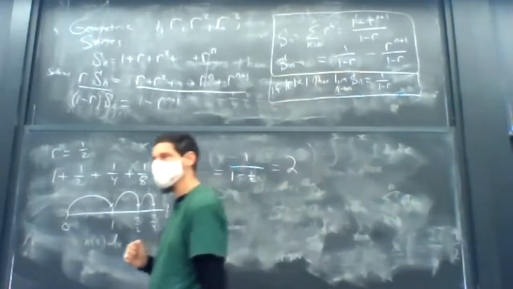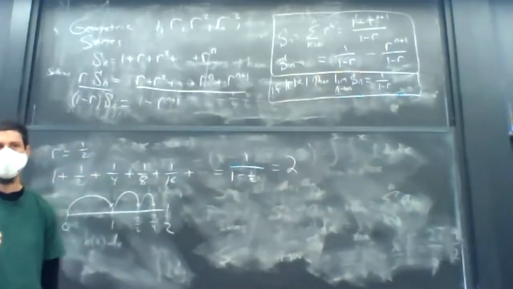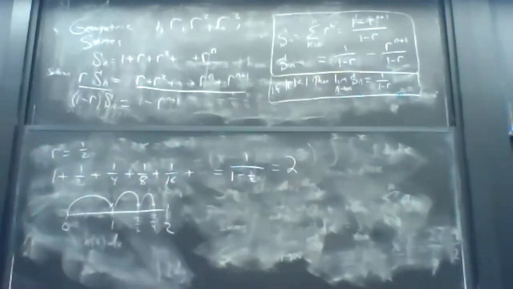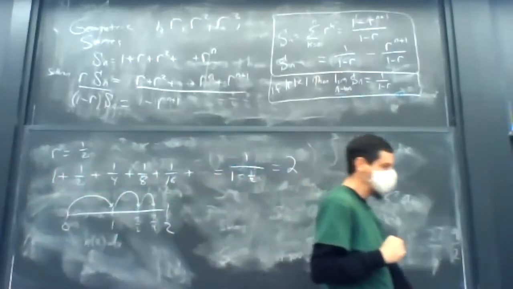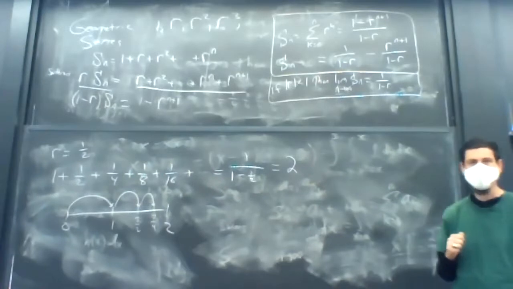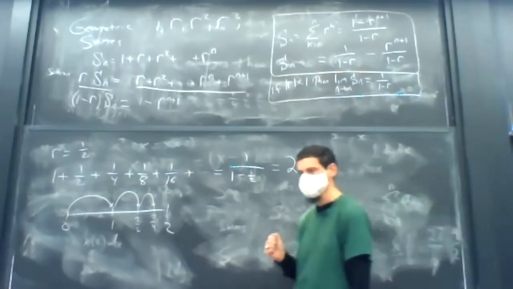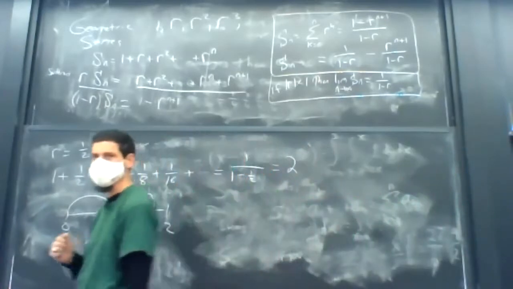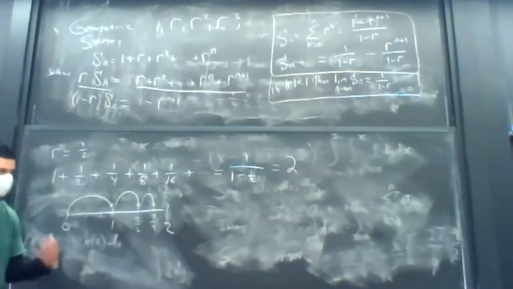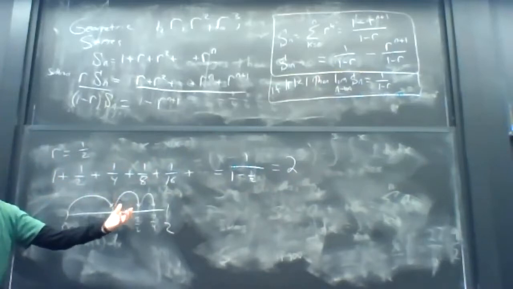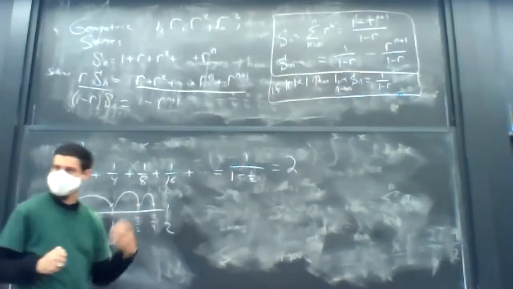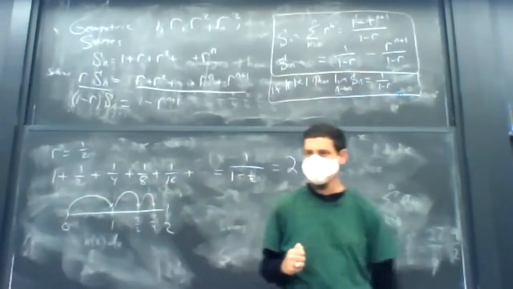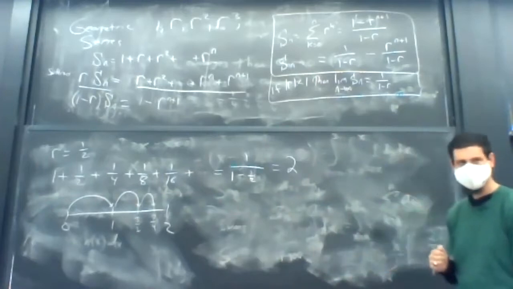Does anybody know what paradox this is related to? Zeno's paradox. Zeno's paradox is you can never travel anywhere because before you get anywhere, you have to get halfway there. And before you get halfway there, you have to get a quarter of the way there. And so on and so on and so on.